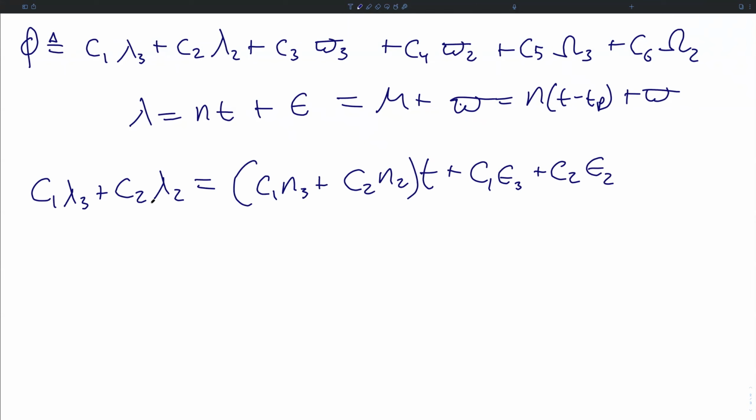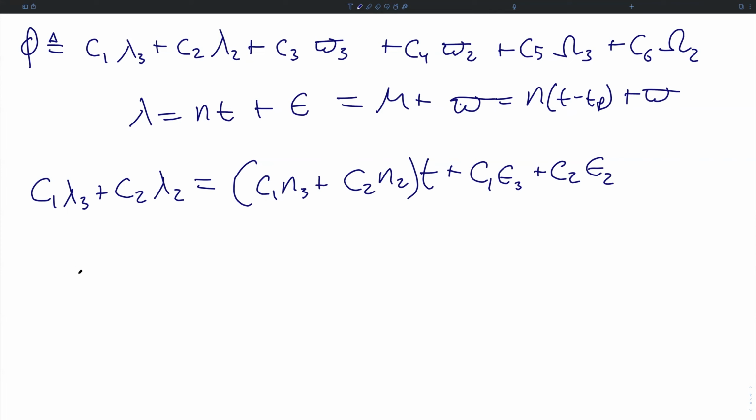With this definition, we can therefore write C1 lambda 3 plus C2 lambda 2 is equal to C1 n3 plus C2 n2 times time plus C1 epsilon 3 plus C2 epsilon 2. This is the fast part of the variation. And these two terms, C1 epsilon 3 and C2 epsilon 2, are approximately constant, as we expect the variation in the epsilons to be very, very small.